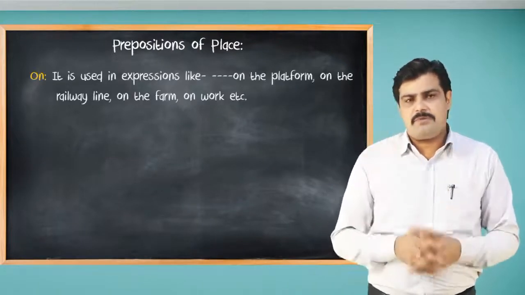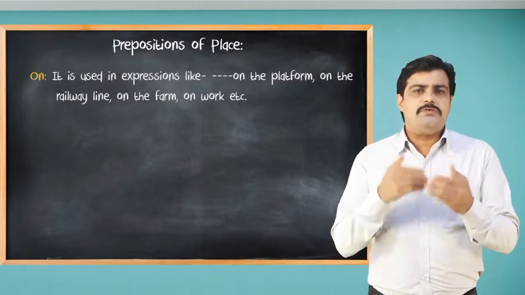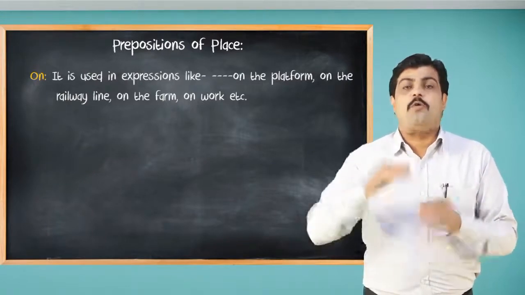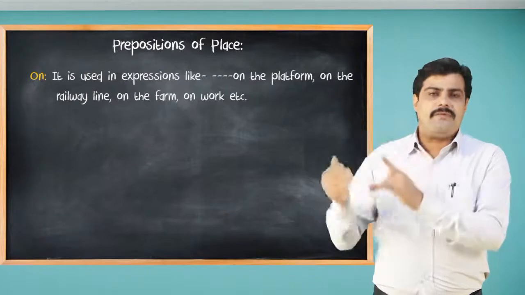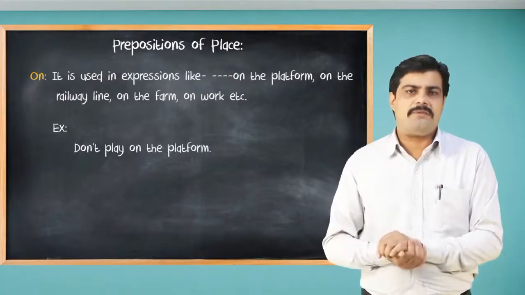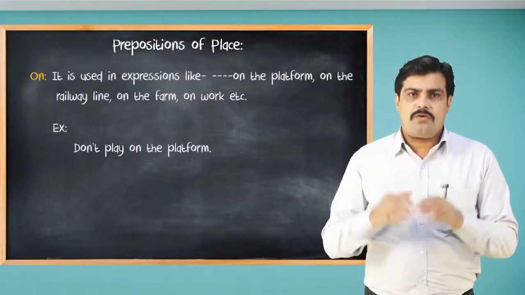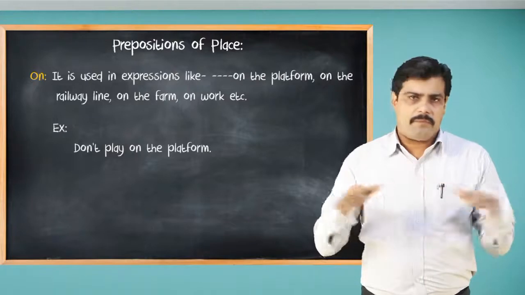Now the another preposition you see is on. And on is used in expressions such as on the platform, on the railway line, or on the farm, on work, etc. For example, don't play on the platform. So on is used for place.